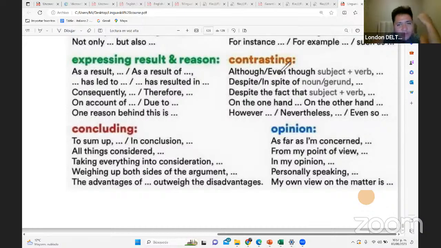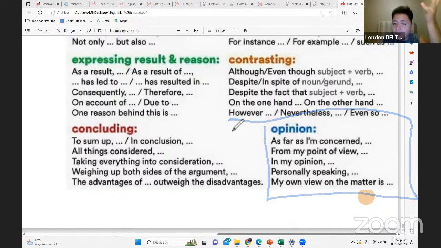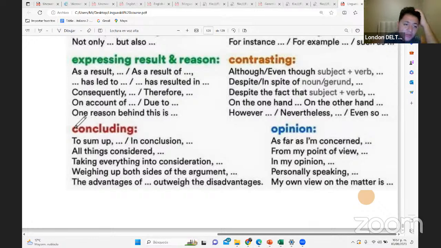Okay, so I would like to jump to the last section, that is concluding, okay? And opinion, because we are going to have an activity for conversation when you give your opinion, but concluding.